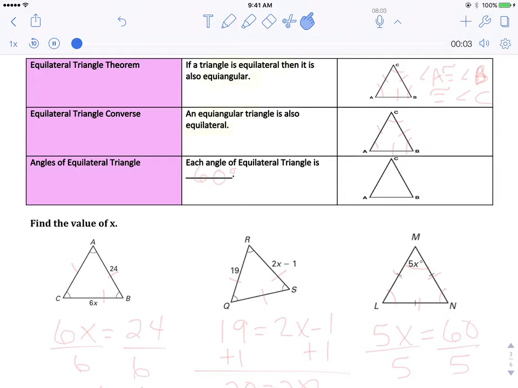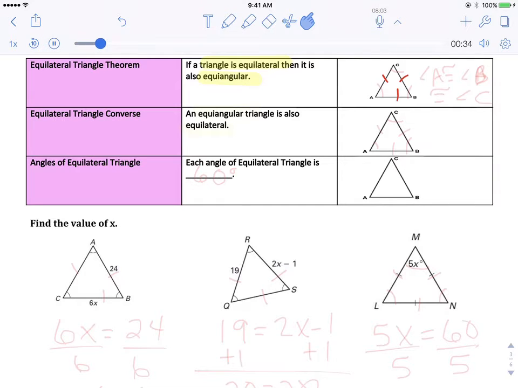The second part of today's lesson is regarding equilateral triangles. Equilateral triangles are triangles where all three sides are congruent. Our equilateral triangle theorem states if the triangle is equilateral, then it must also be equiangular. So if we know that all three sides are congruent on a triangle, then we know that all three angles also have to be congruent.